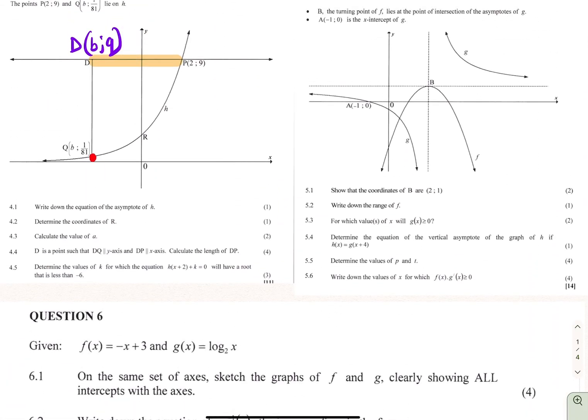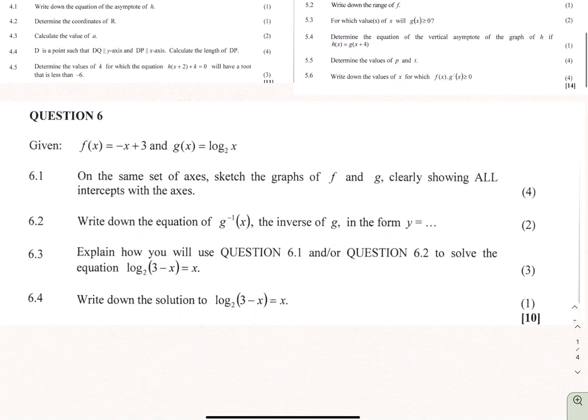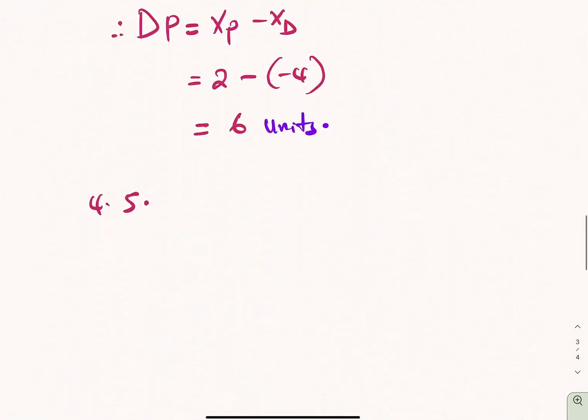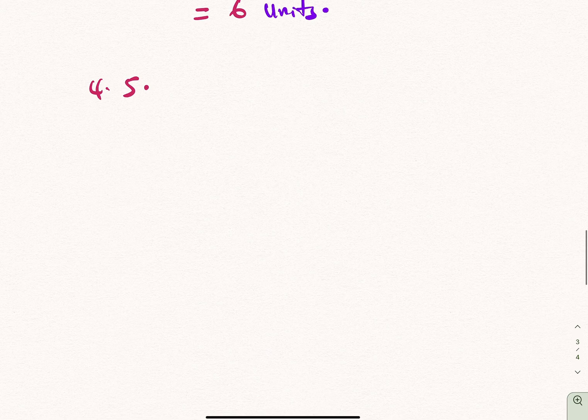4.5. They say determine the value of k for which the equation, that is h of (x plus 2) plus k is equal to 0, will have a root that is less than -6. Okay. So we are given the equation. I want you to be very careful. We are given the equation h(x plus 2) plus k, that is equal to 0.